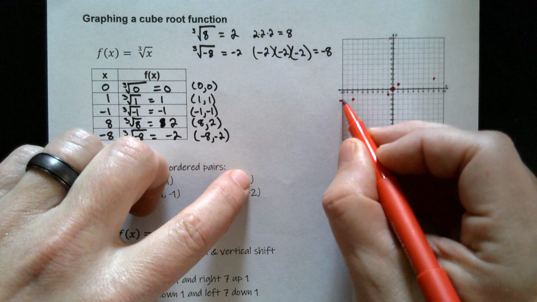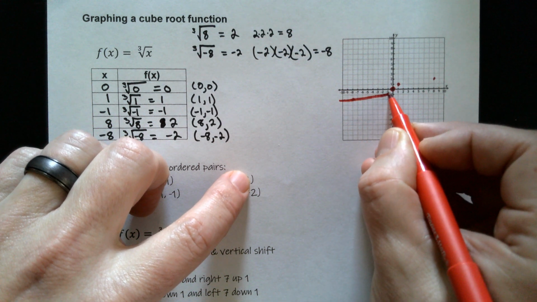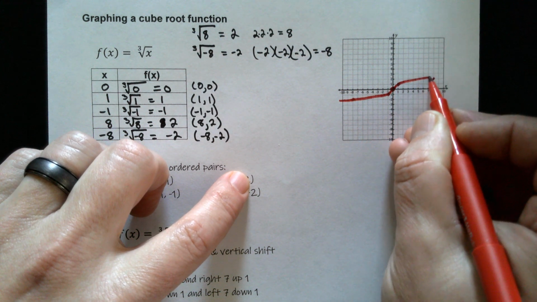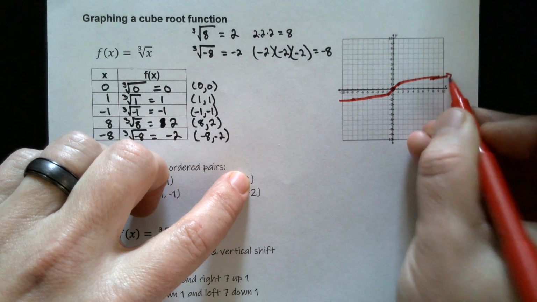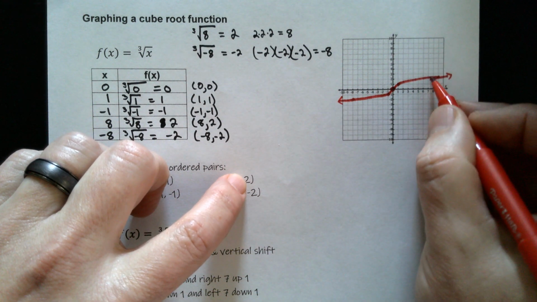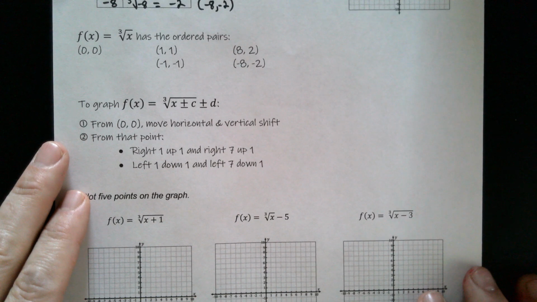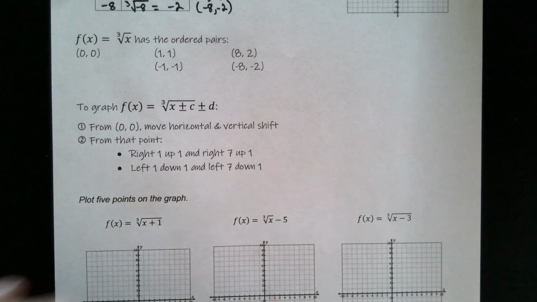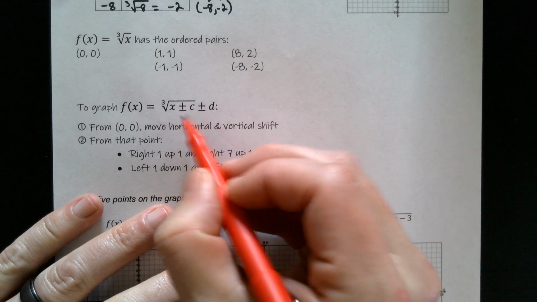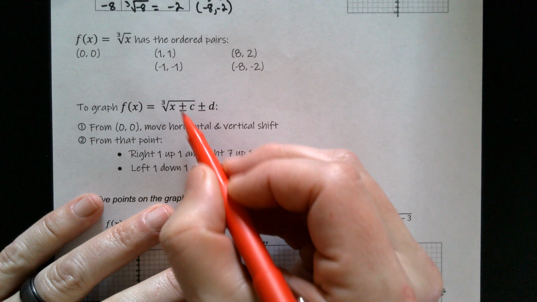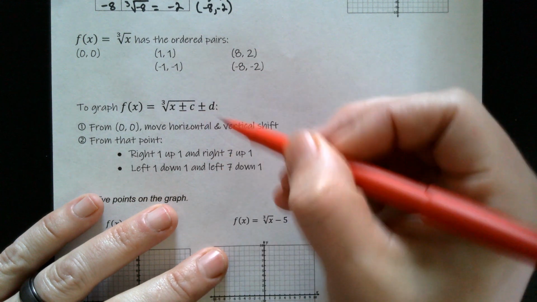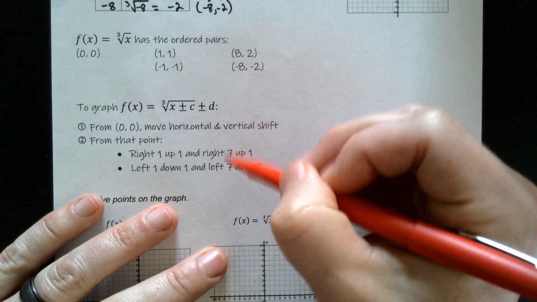So this graph basically looks like this. It comes in from the side, goes up, and then flattens back out over that way. That is the parent function of a cube root function. Notice we have our ordered pairs down here, the ones we just found. Now let's try to graph some other ones. Remember, we can shift around: the plus or minus c shifts left or right, opposite of the sign, and the plus or minus d shifts up and down, same as the sign.